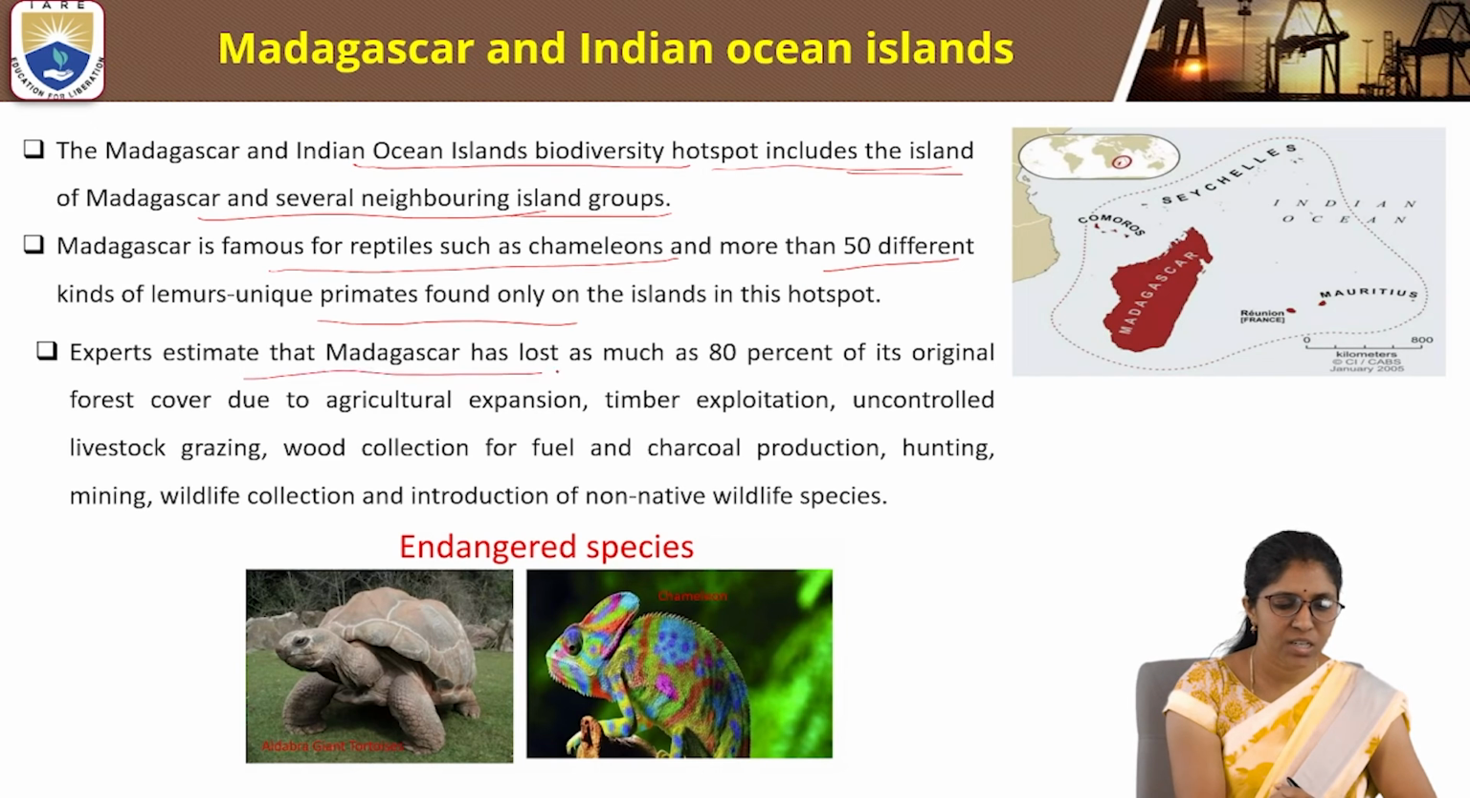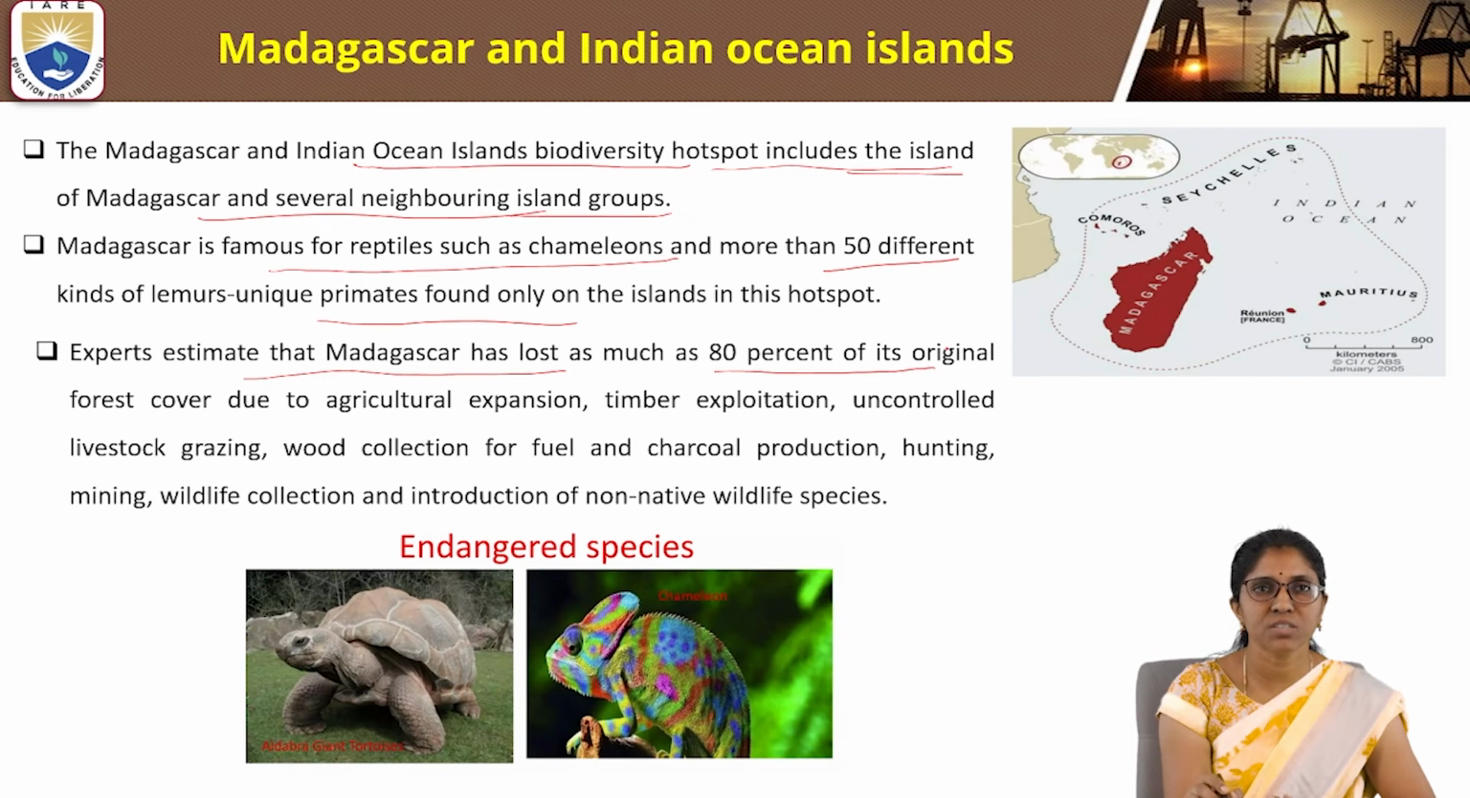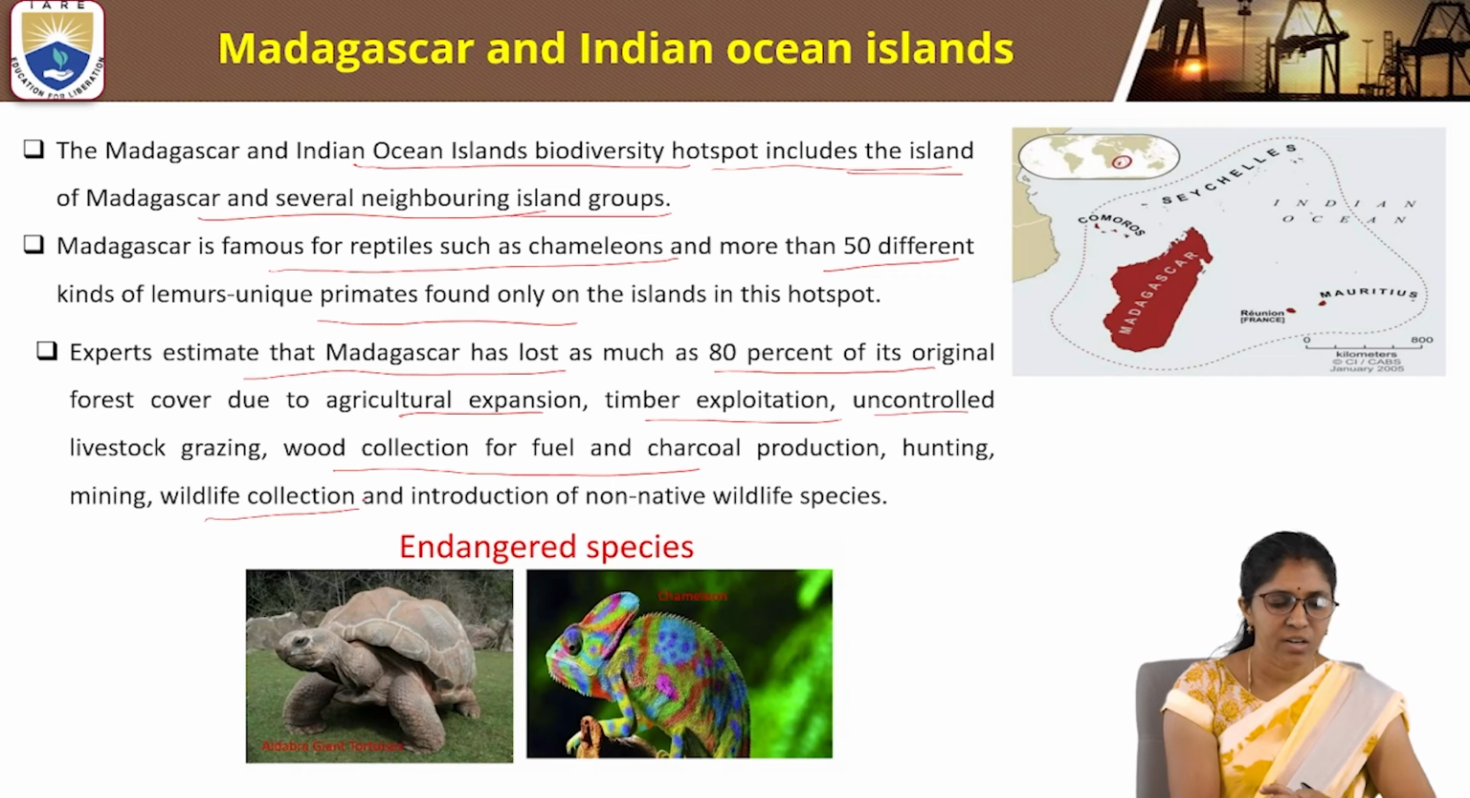Experts estimate that Madagascar has lost as much as 80% of its original forest cover due to agricultural expansion, timber exploitation, uncontrolled livestock grazing, wood collection for fuel and charcoal production, hunting, mining, wildlife collection, and introduction of non-native wildlife species. Endangered species here are the turtle and the chameleon. So this is about the Madagascar and Indian Ocean Islands hotspot.